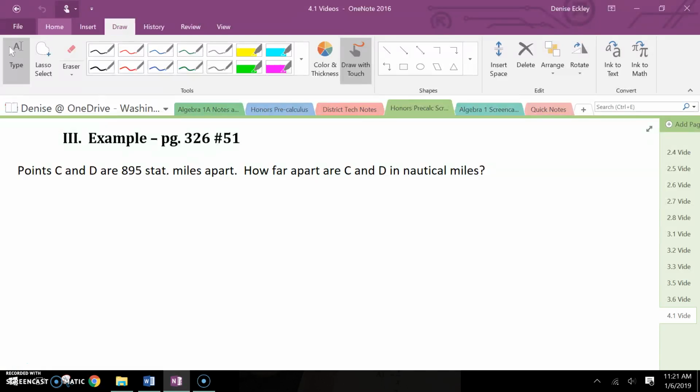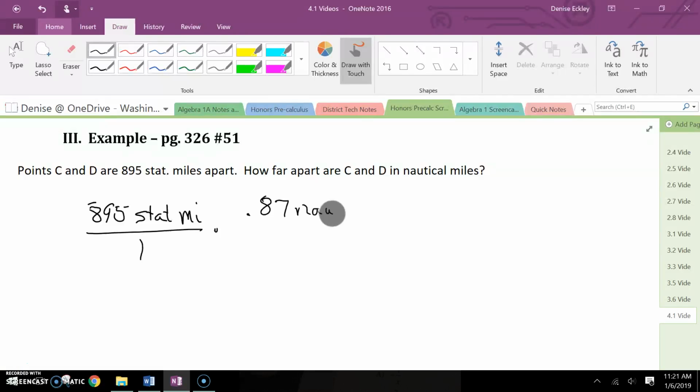So we're going to take the value of 895 statute miles and multiply that times our conversion factor, which was given in the section as there are approximately 0.87 nautical miles per 1 statute mile.